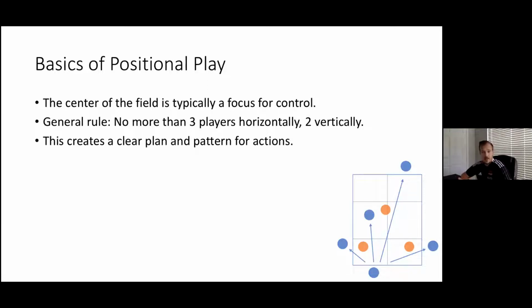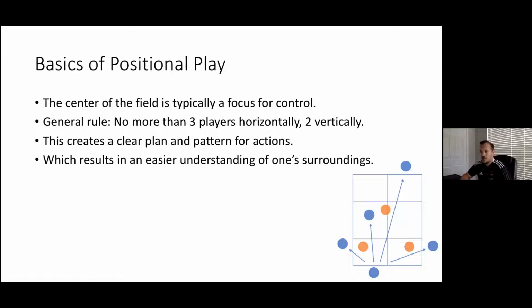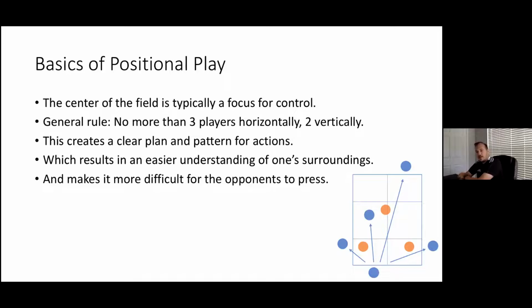So if your left center back receives the ball, he'll know where the right winger is supposed to be. He'll know where the right fullback is supposed to be. And he can play a little bit more quickly and automated almost, because they all know where their structure is supposed to be. And this obviously, as I said, it results in easier understanding of the surroundings. And it makes it more difficult for the opponents to press.